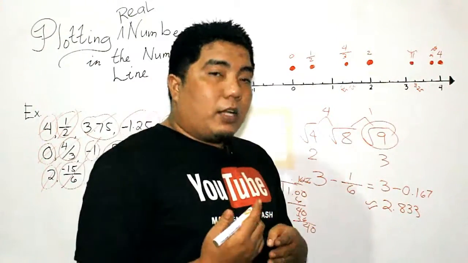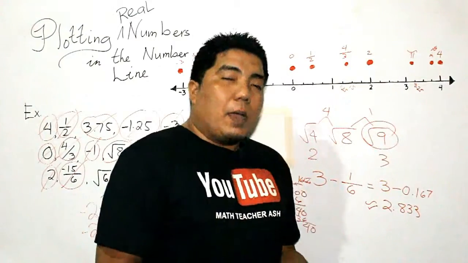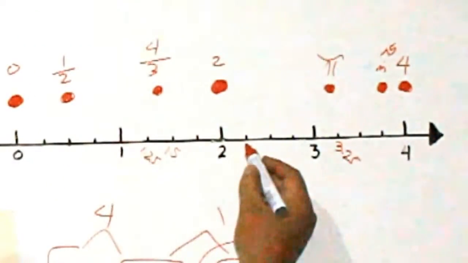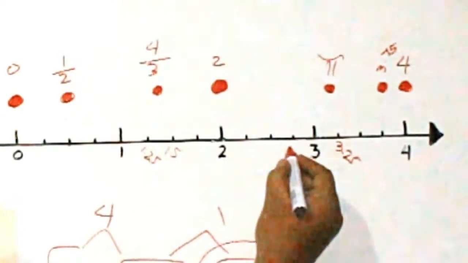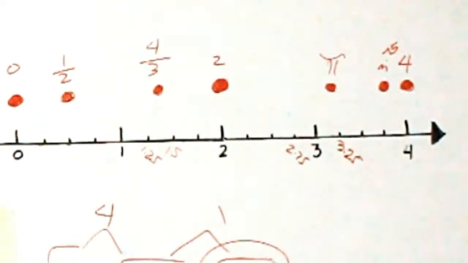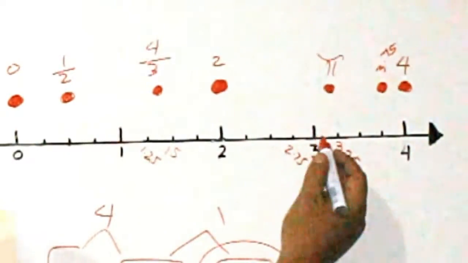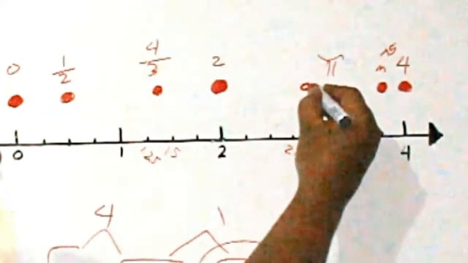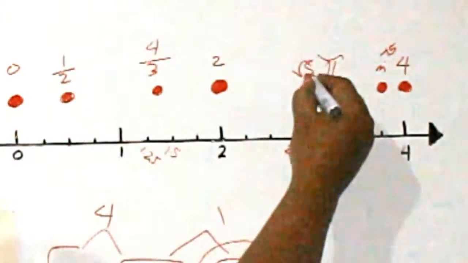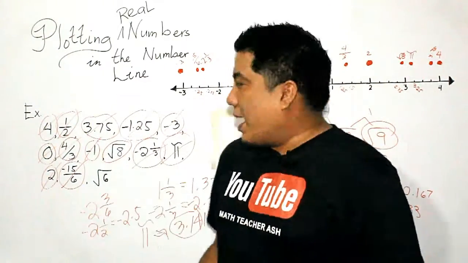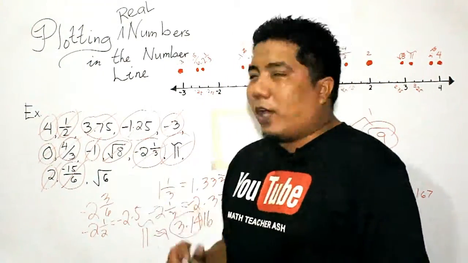So, that is bigger than 2.75 but less than 3. So, remember this is your 2.25, 2.5, and here is your 2.75. And 2.83 is bigger but less than 3. So, therefore, it is in the middle between here. So, you could just put your square root of 8 here. Easy, right? Now, for our last number, we have square root of 6.